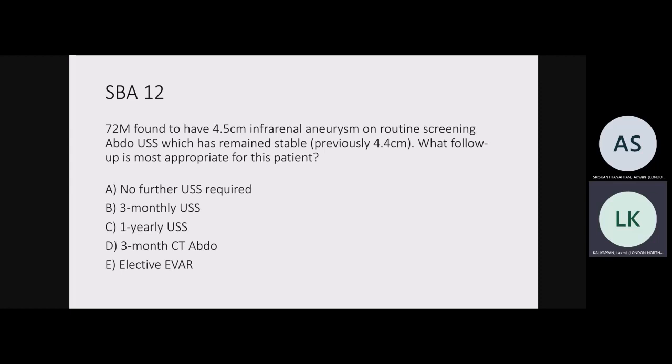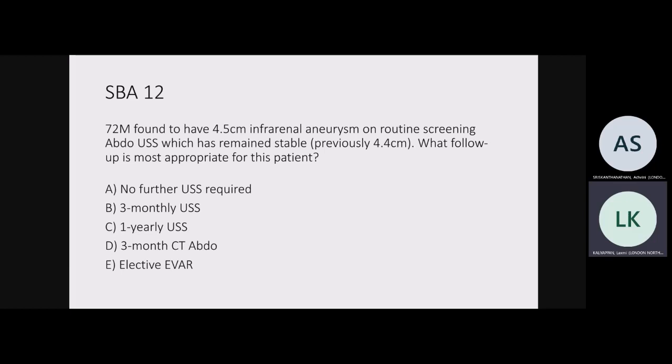Also put in signs for both those valve abnormalities in. So next question, 72-year-old male, found to have a 4.5 centimeter infrarenal aneurysm on routine screening with abdo ultrasound. Previously remained stable, so it was 4.4 centimeters. What follow-up is most appropriate for this patient?